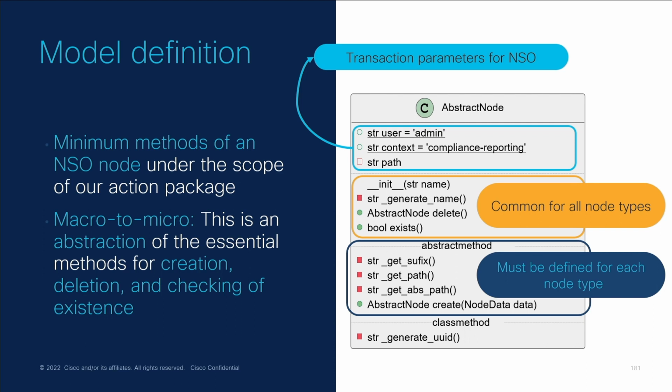However, when we want to create a new node, the story is a little bit different. We need to define the parameters that we want to use to create that specific node. So they have specific logic that needs to be specifically implemented in the child classes that will inherit from the abstract one.